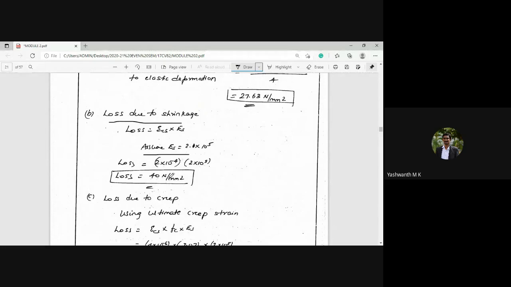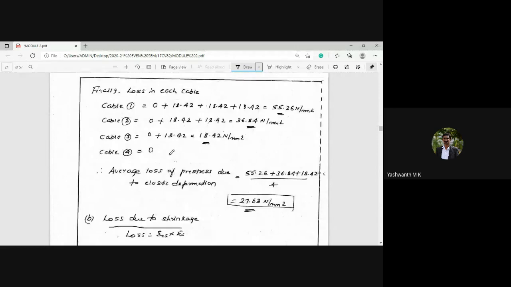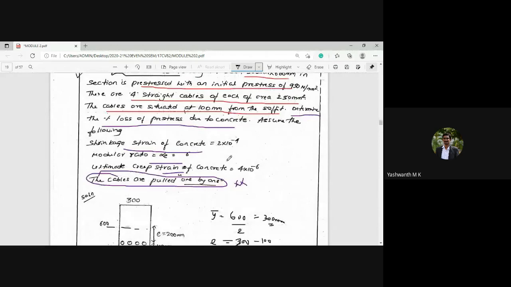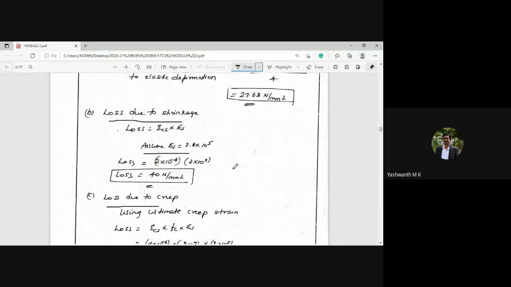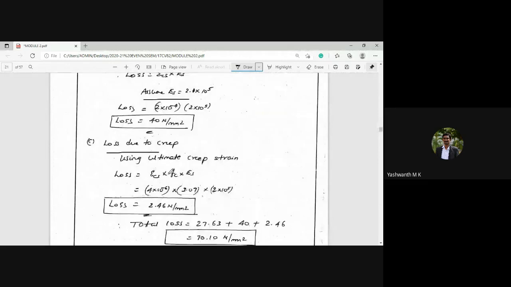Next, loss due to creep. So now please observe in the problem, I have been given ultimate creep strain data. Till now I have solved creep coefficient data. So in this particular problem, they have been given ultimate creep strain data. So for this, let me go with this formula, that is epsilon CS, sorry, one sec, yeah, epsilon CS, that is creep strain multiplied by the FC multiplied by ES. Substitute all the data, you will get the 2.46 Newton per millimeter square. Very less, I can see in the ultimate creep strain.